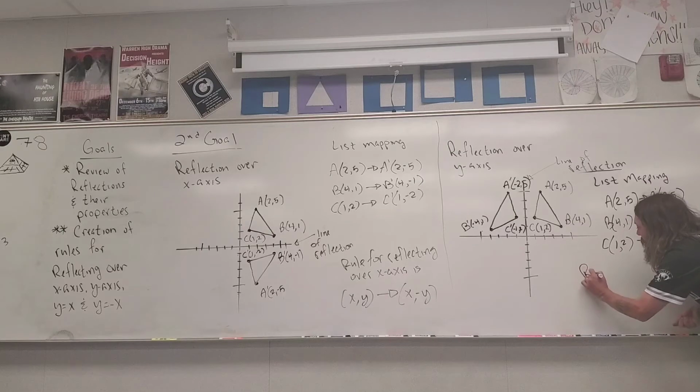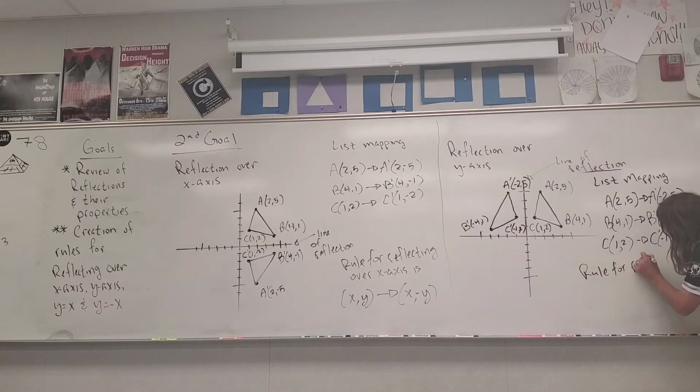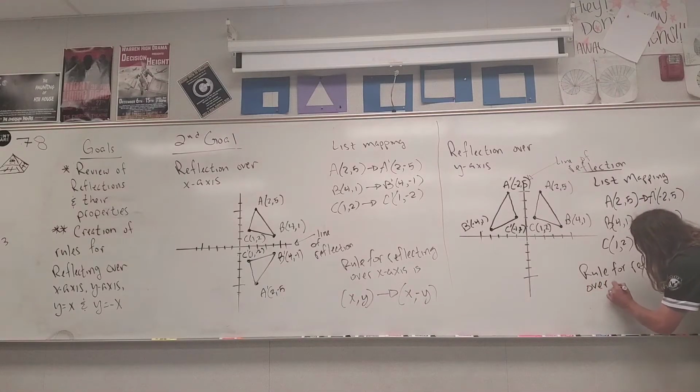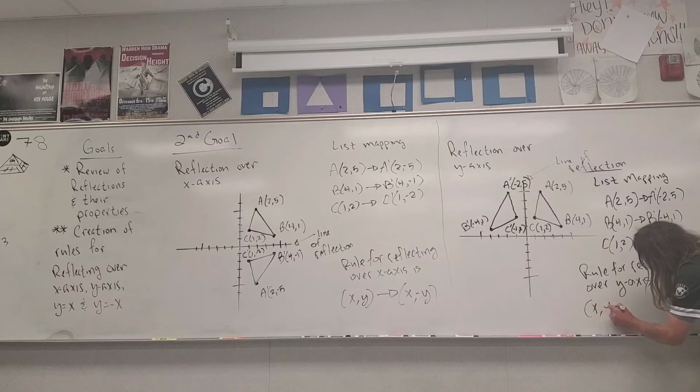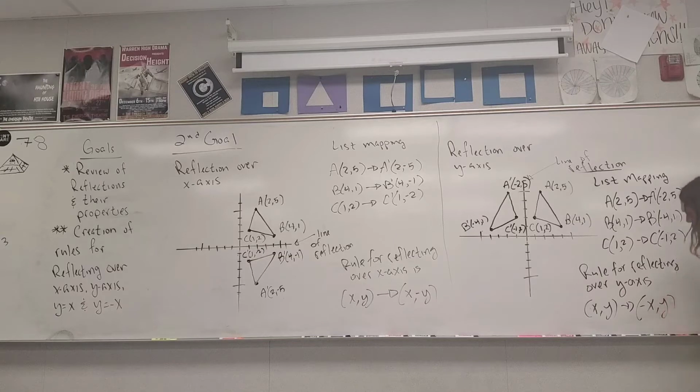So the rule for reflecting over the y-axis is (x, y) maps to (-x, y). So the signs of the x are changing for this.